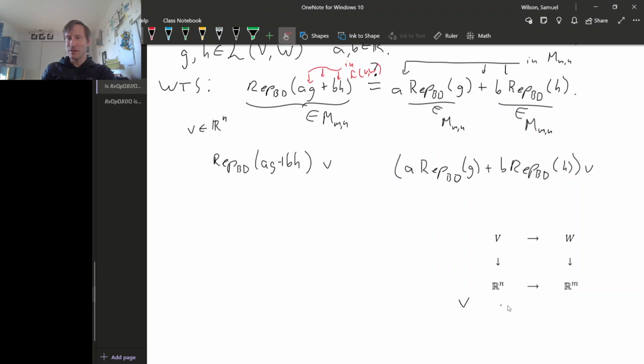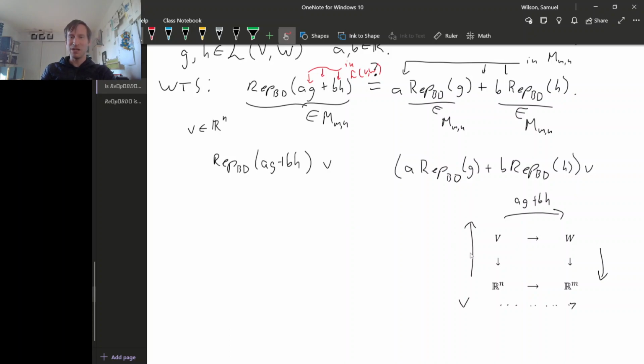So we are trying to figure out what happens when we use this matrix, rep BD of AG plus BH. What happens when we go over to Rm? Well, rep BD is defined so that using this matrix, rep BD of AG plus BH, to get over along the bottom side of this square is the same thing as going along these three sides, right? And then going horizontally, we do AG plus BH. So let's do that.